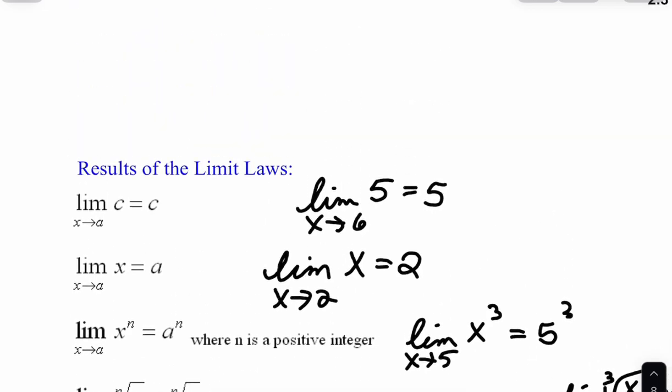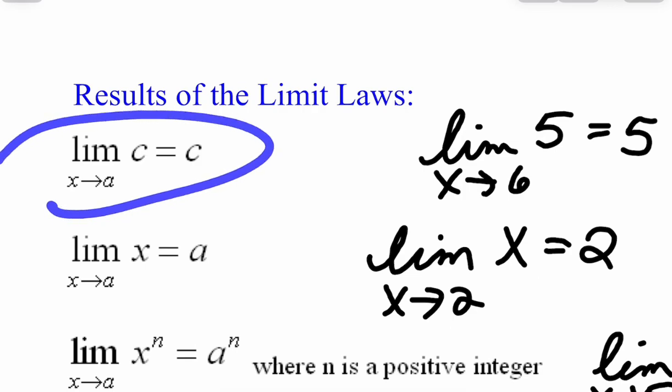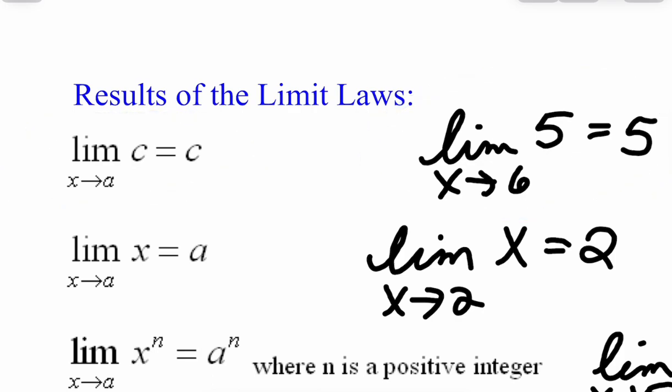Okay. So because of that, that takes us to some consequential limits. If you have a limit of a constant, like the limit as x approaches 6 of 5, what height are we approaching? 5. So it makes sense that the constant is your answer.